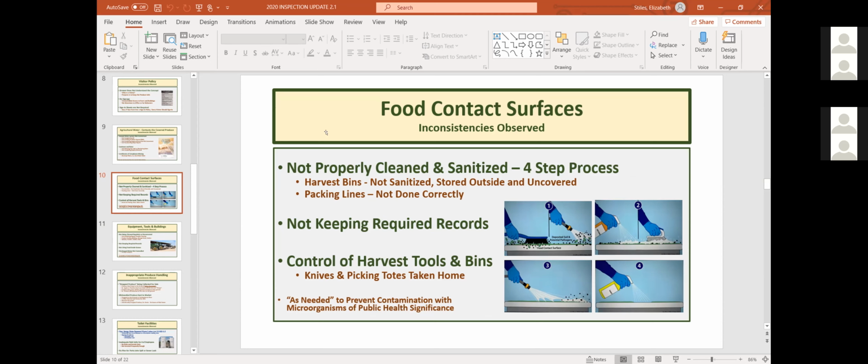And another issue we had was control of various items related to sanitizing. Harvest tools, particularly in blueberries, the bins, and harvest knives were being taken home. So if that happens, when they come back, you do need to clean and sanitize them before you can use them.